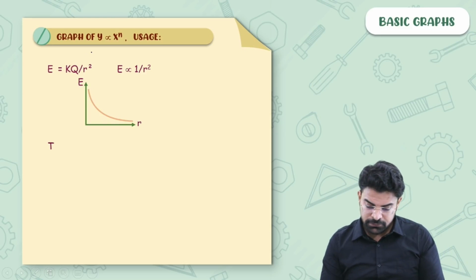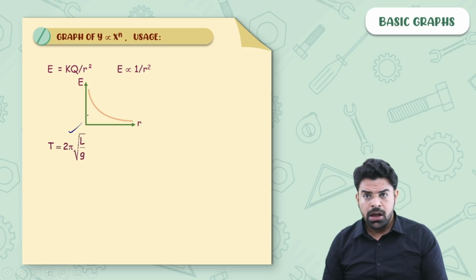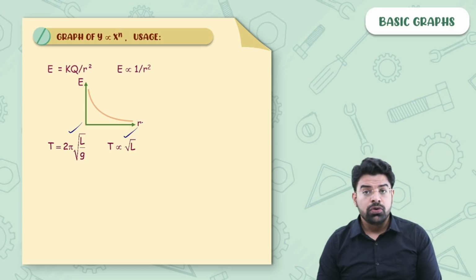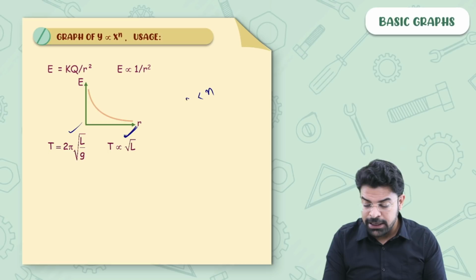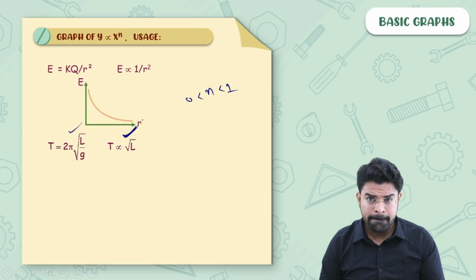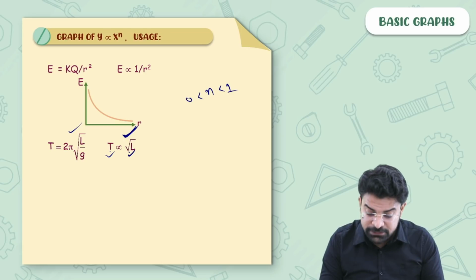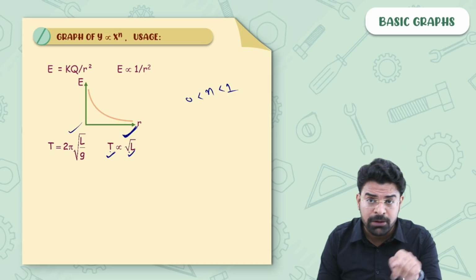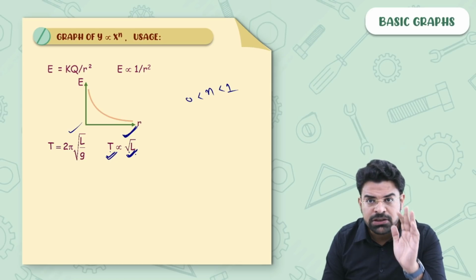Next, the time period of a simple pendulum is given by 2 pi under root L by g. So we can say that the time period is proportional to root L. Here is the example when n lies between 0 and 1. When L becomes double, time period becomes root 2 times. L becomes triple, time period becomes root 3 times. L becomes 4 times, time period becomes root 4 times, that is double. L becomes 10 times, time period becomes root 10 times. L becomes 25 times, time period becomes root 25 times, that is 5 times.